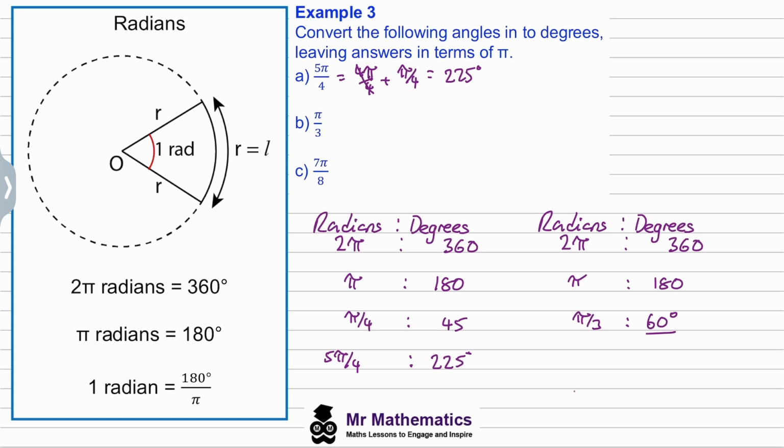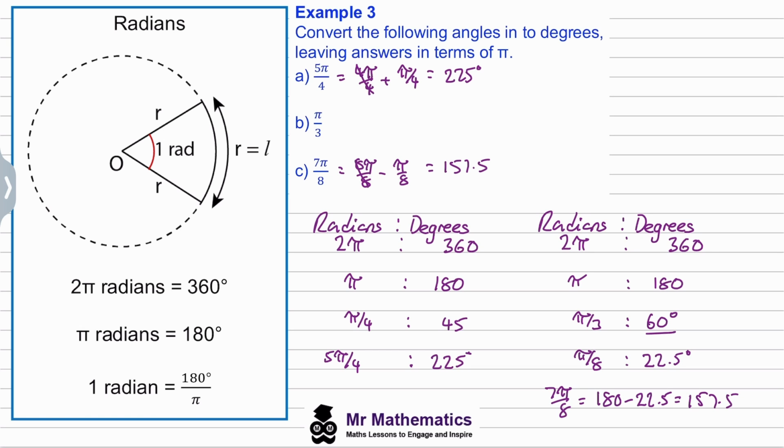And then 7 pi over 8, well, this will be the same as 8 pi over 8 minus pi over 8. And we've just worked out pi as 180, so pi over 8 will divide 180 by 8, we'll get 22.5. So 7 pi over 8 will be the 180 minus the 22.5, and this gives us 157.5. Okay?